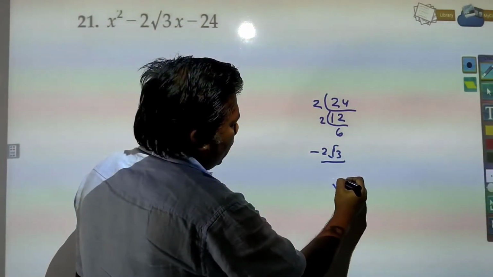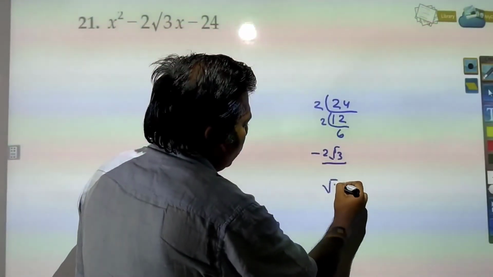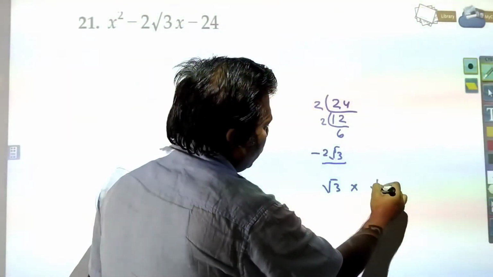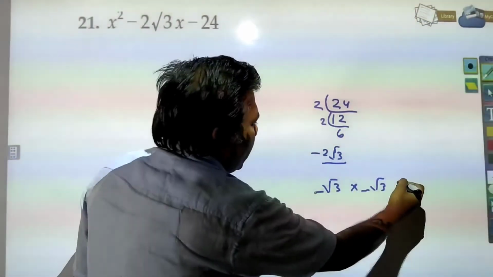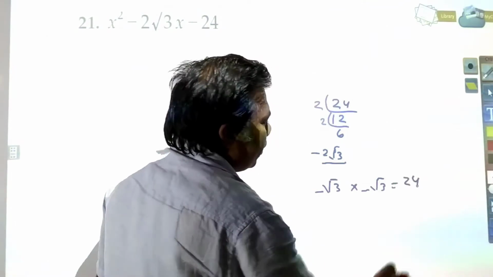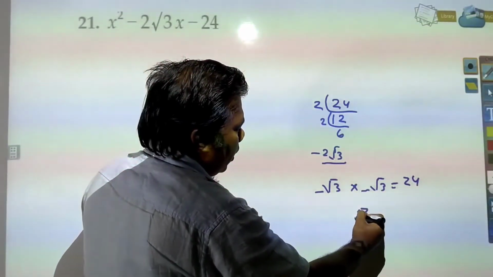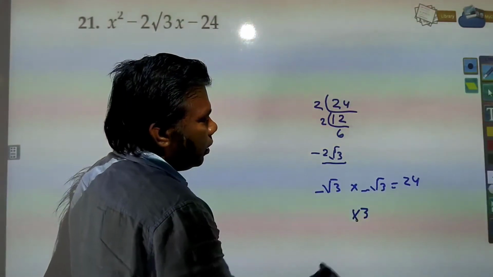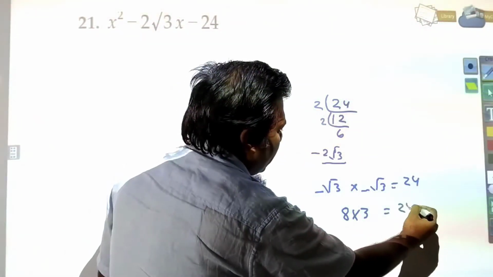So root 3, here you will write, here you see what we will do, root 3 into root 3, some number will be required to be put over here, so that we should get product 24. So now you see root 3 into root 3 will be 3. So what number will be required? This product will be required 8, so that we will get 24.